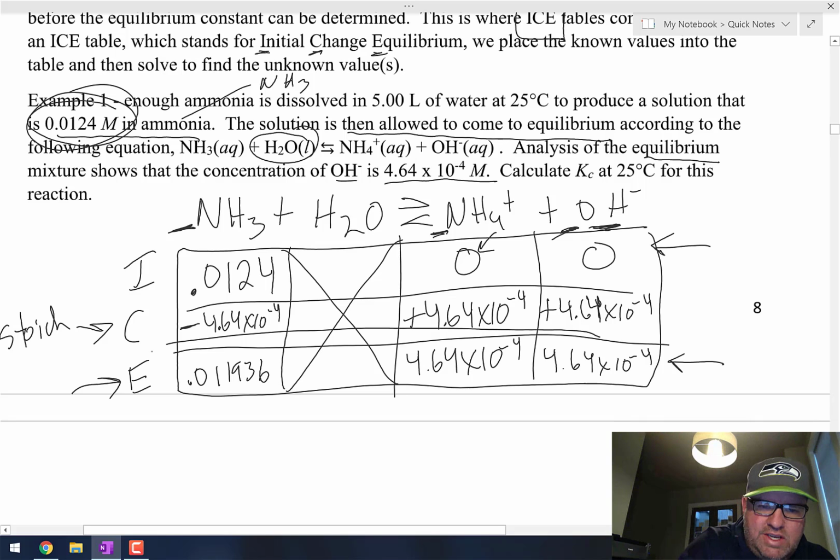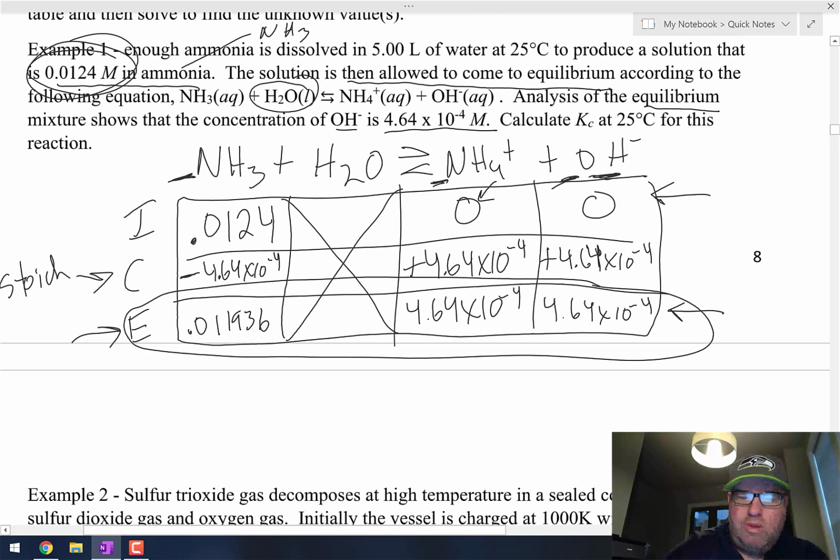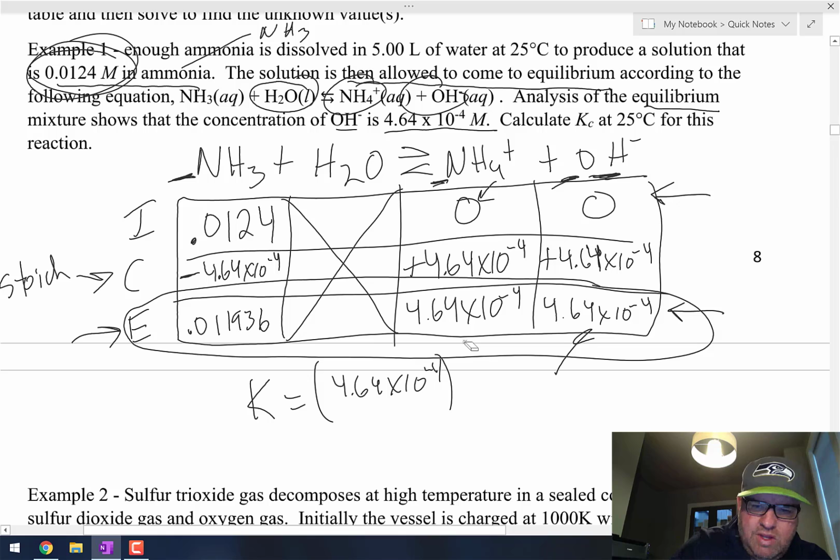Once you have these equilibrium values here on the bottom, now you can calculate the equilibrium constant value. So the equilibrium constant is going to equal, again, look at our balanced equation. Here are our products, NH4 plus and OH minus, and they're exactly the same. So I can take 4.64 times 10 to the minus fourth, and instead of writing it twice, I'm just going to square it. That's our products on the top, over water, don't worry about that, it's a liquid, and then 0.011936.